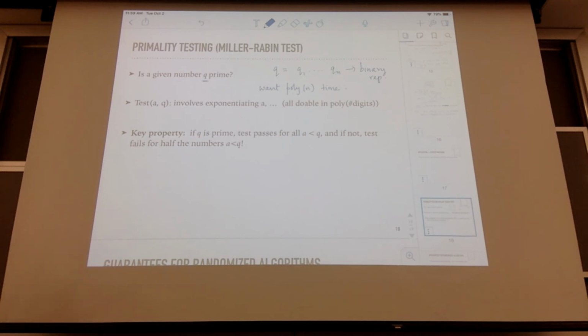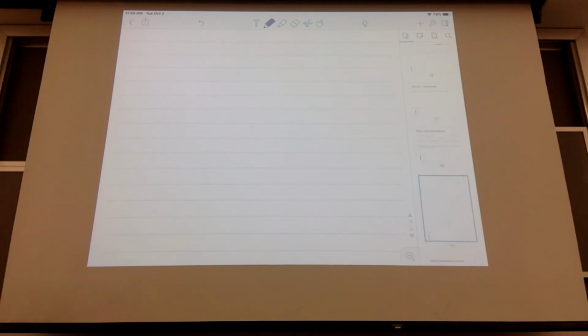Okay, so maybe I should have given more space for this problem. So yeah, so primality testing.